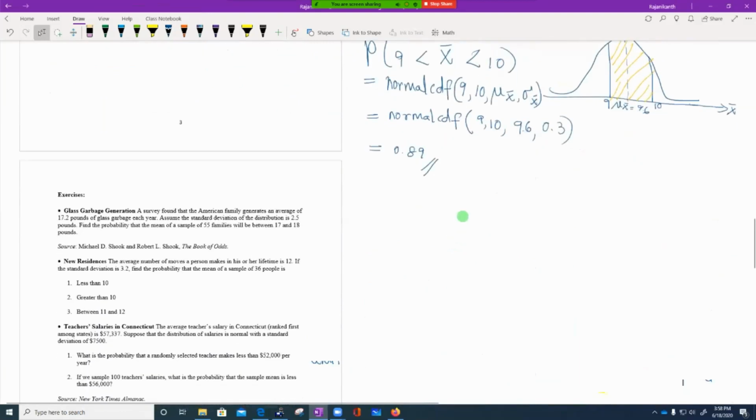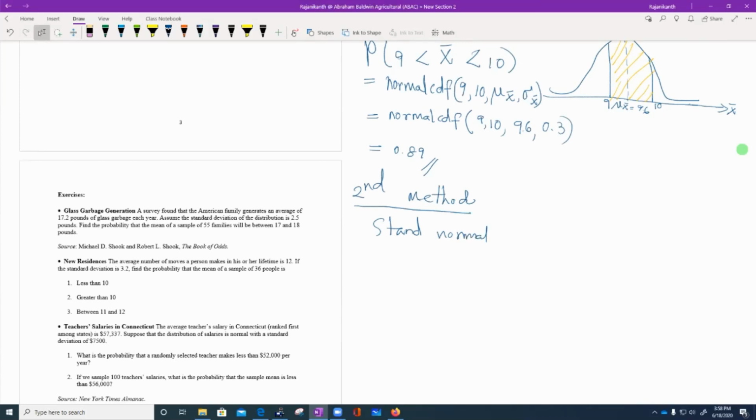But if you want, remember, the second method, you could change this into standard normal and do it. The second method is what? Use the standard normal formula.